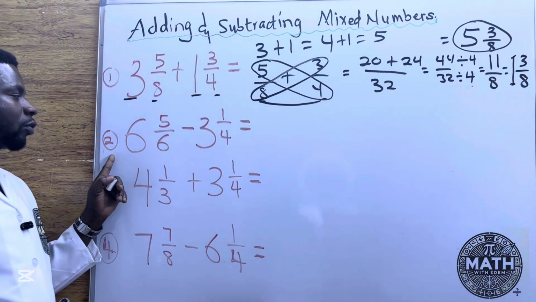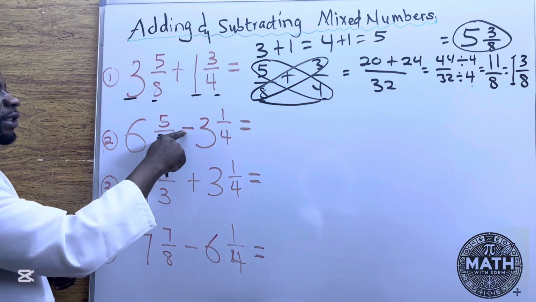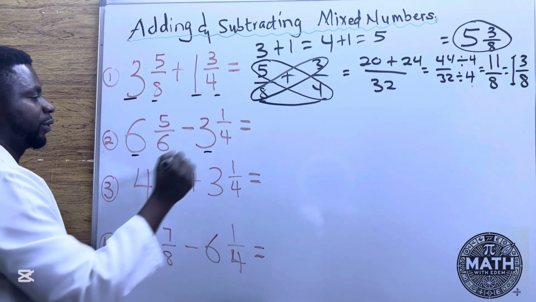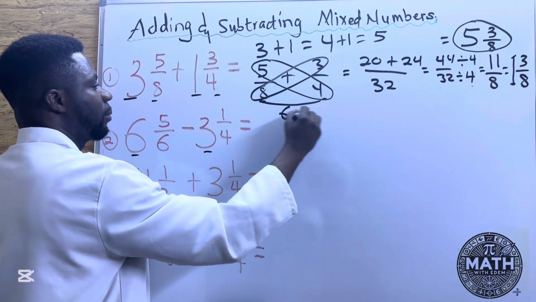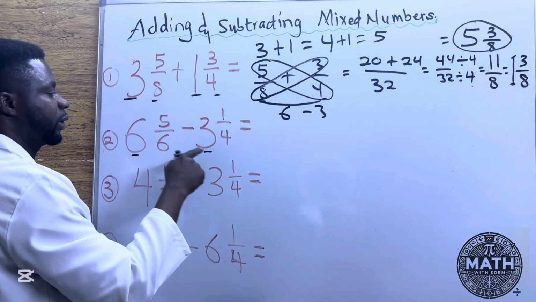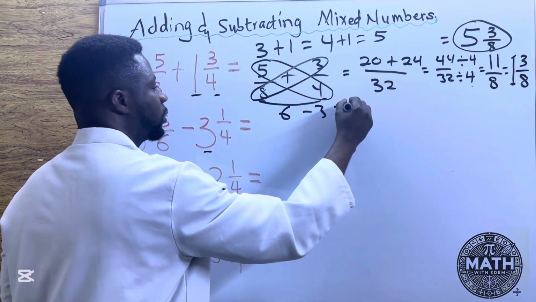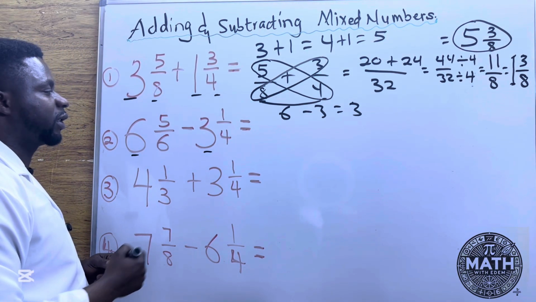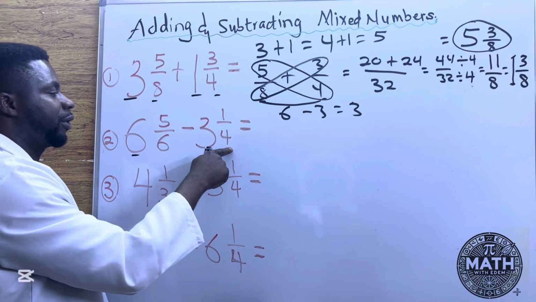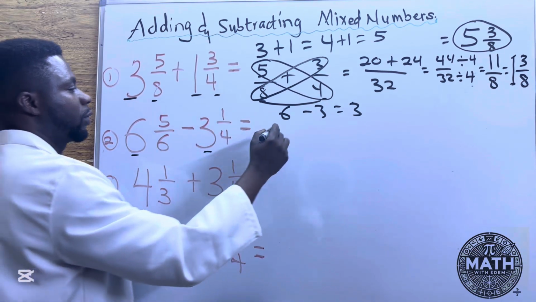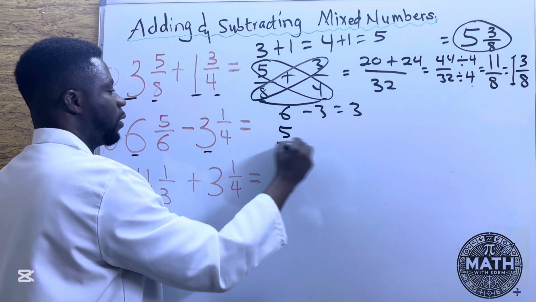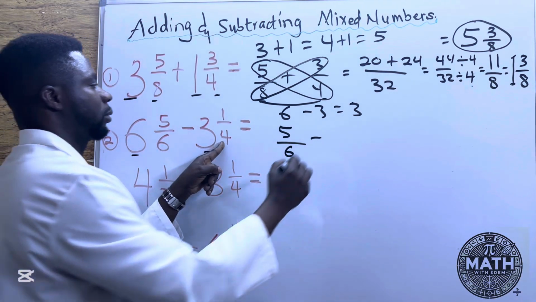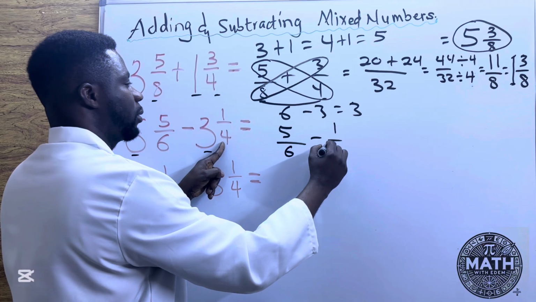Let's come to question number 2. This is a subtraction question. So we are going to first subtract the whole numbers. So 6 minus 3 equals 3. Okay, now the next step is we are going to subtract the fractions. So we have 5 over 6 minus 1 over 4.